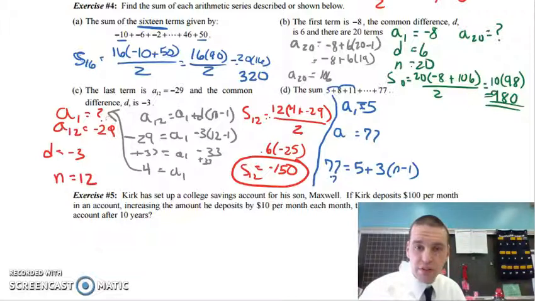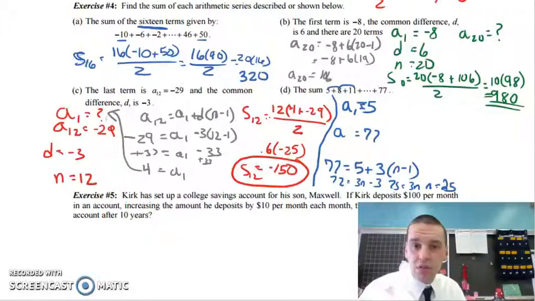Well, subtract the 5 over, you get 72 equals 3n minus 3. Add the 3 over, you get 75 to equal 3n. And so n equals 25. And I know I did that fast. Again, pause it if you need to.